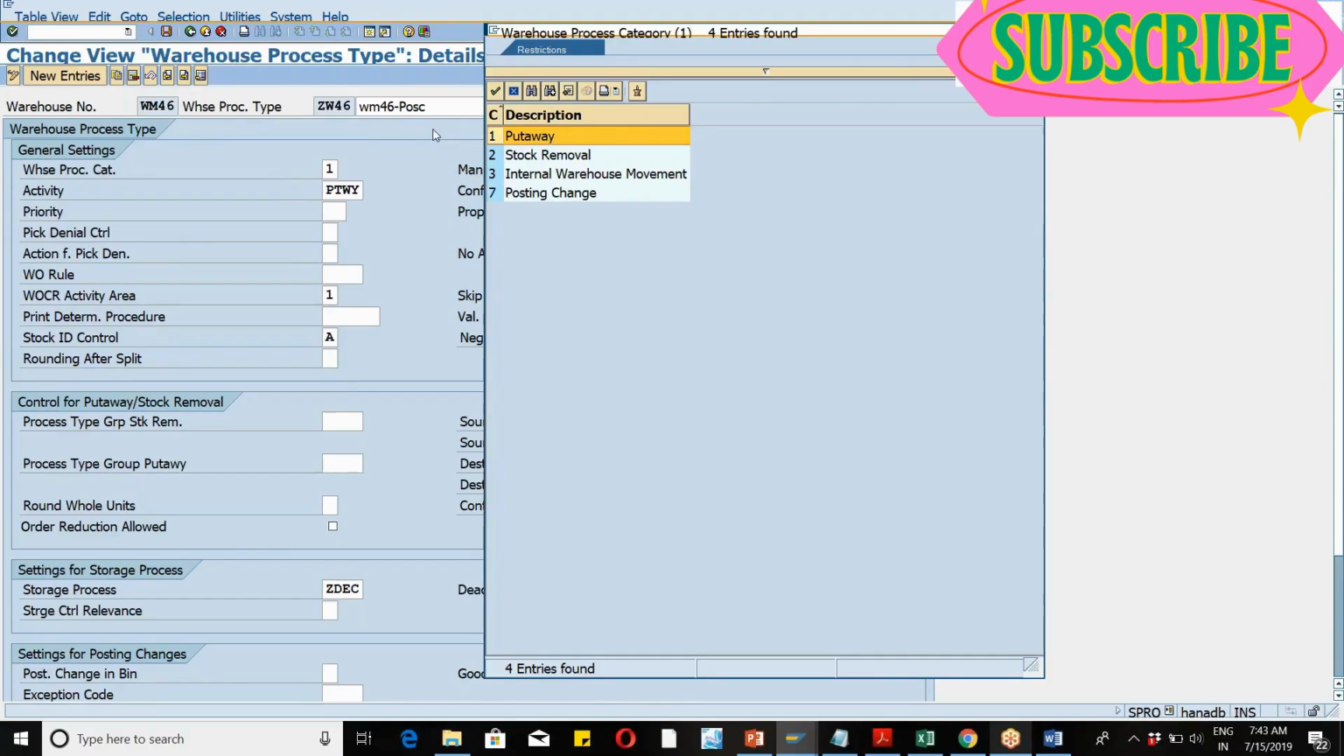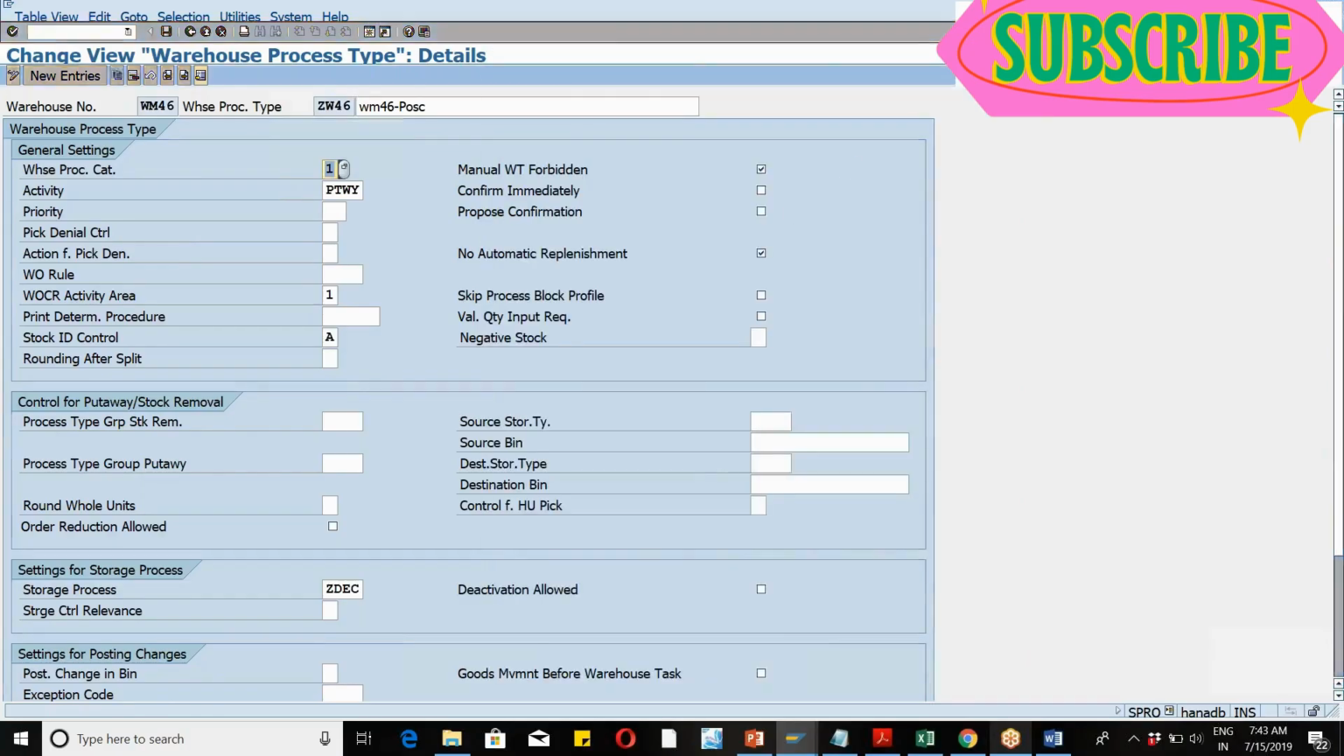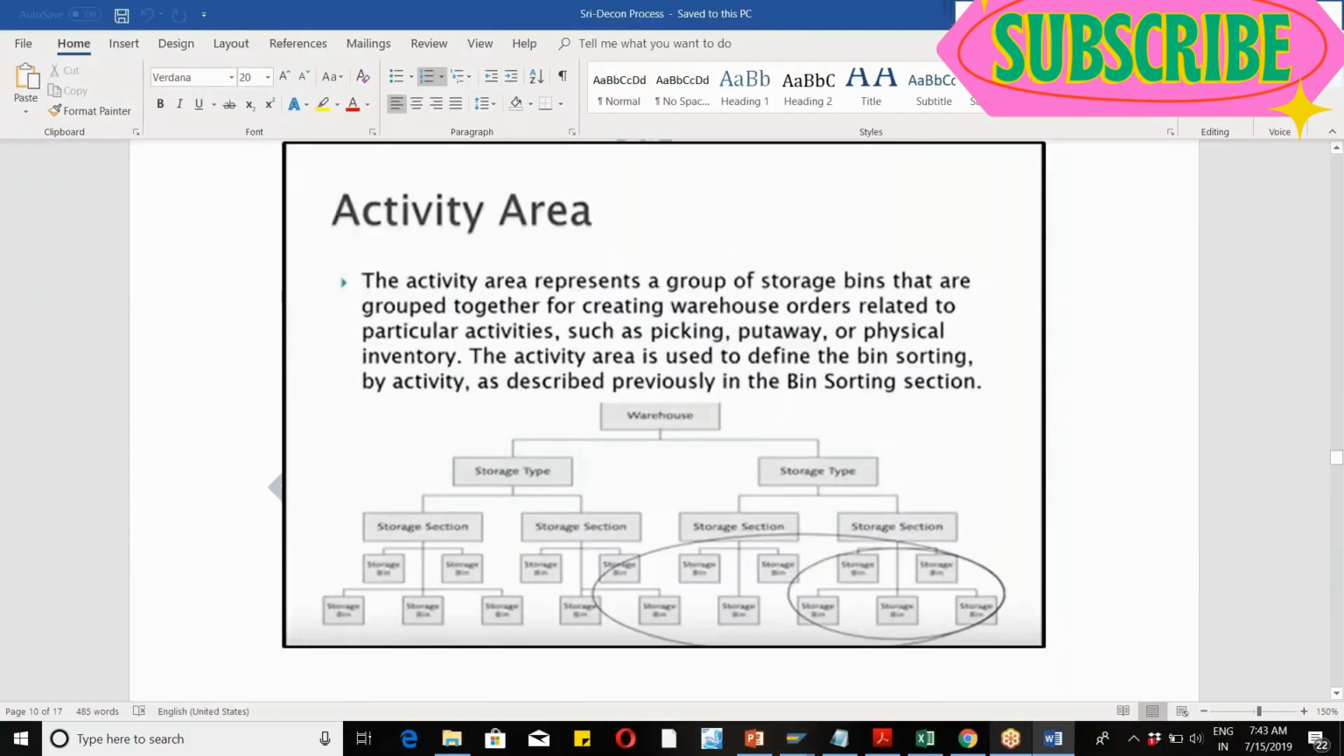No, no, we have defined an activity called put away and we have sorted the bins. Do you remember that? At the time of automatic put away, we have defined an activity area, right? For each and every storage type. Why do we define that? Can you remind us, please?